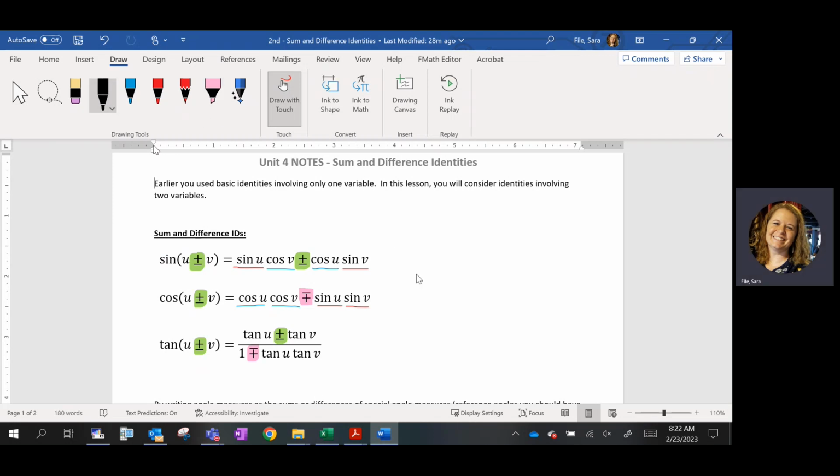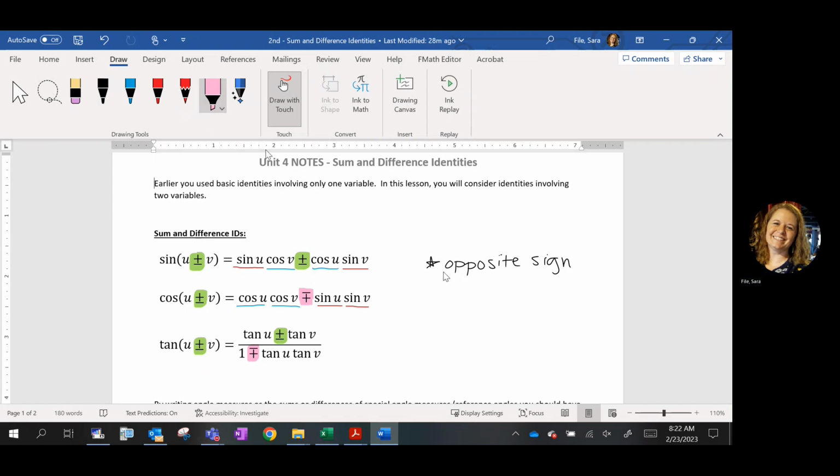I would make a note or something that those in pink are opposite signs. Feel okay about how to interpret those? Those are the identities. That's what we're going to be using to do a few different types of questions.